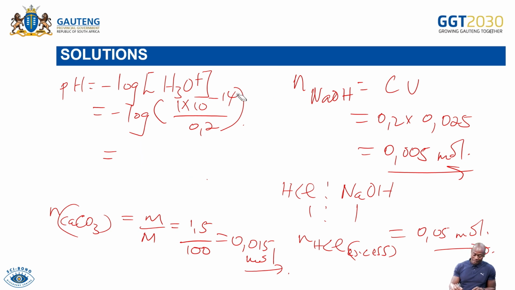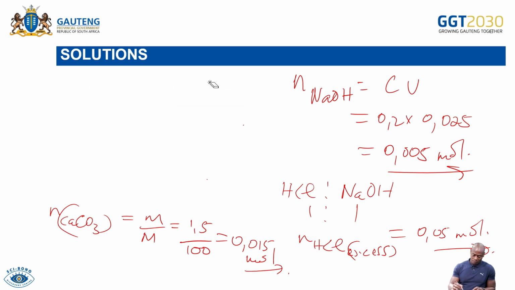These are the number of moles of calcium carbonate. So I hope we are still together. Right, these are the number of moles of calcium carbonate. Then from here, we can get the number of moles of what? The number of moles of hydrochloric acid, using the mole ratio.